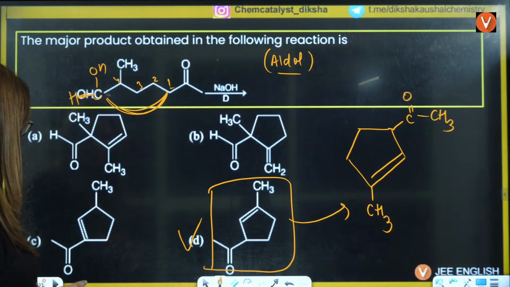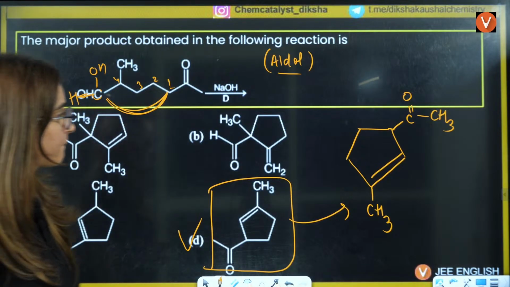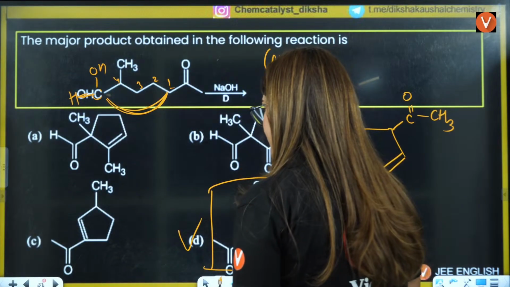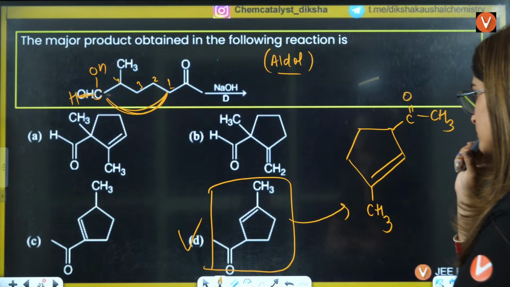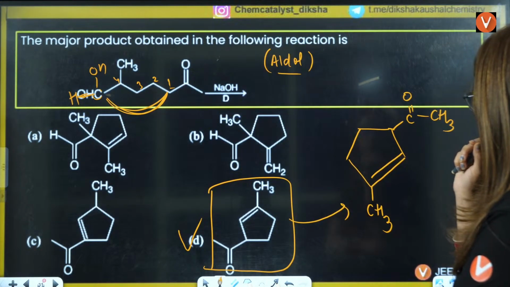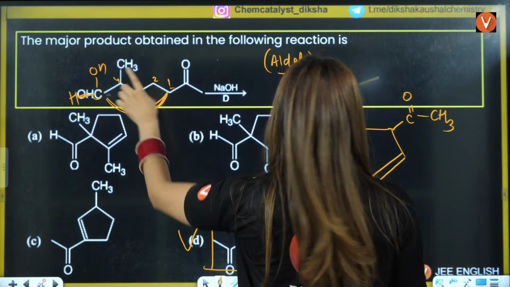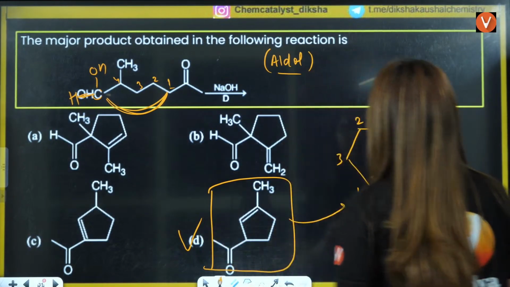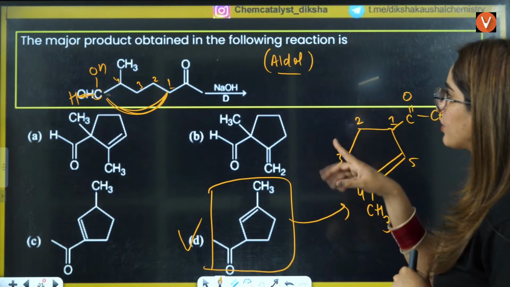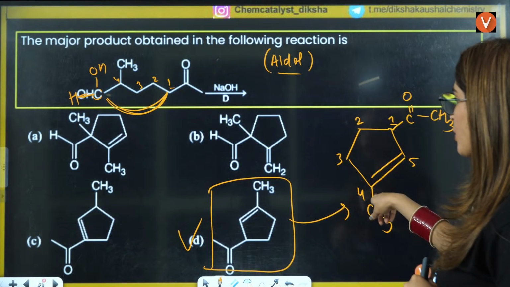Wait a minute, wait a minute. Why? Have we done some mistake? This is 1, 2, 3, 4. Okay, 1, 2, 3, 4, 5. Right? On the fifth position, you have OH. Fourth position, you have CH3.